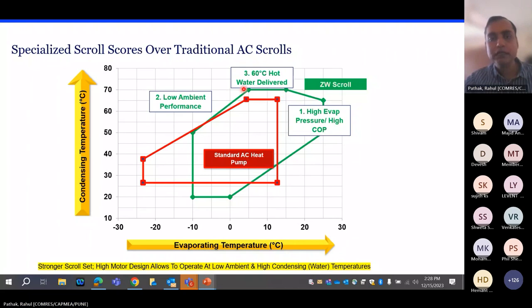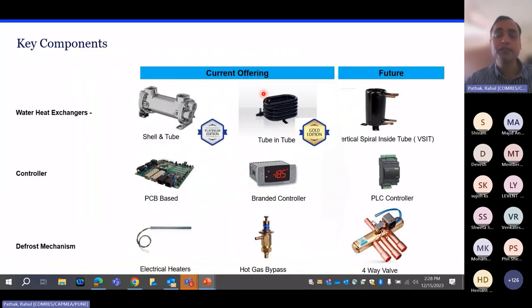this is a specialized compressor over here, having an operating envelope of 70 degrees Celsius, right? So it can easily give you around 62 degrees Celsius kind of water. But if you have a compressor having the 55 or 60 degree condensing temperature, then it would be difficult for a heat pump system to deliver the higher water temperature from the heat pump, right? So look for the specialized compressor inside the heat pump.